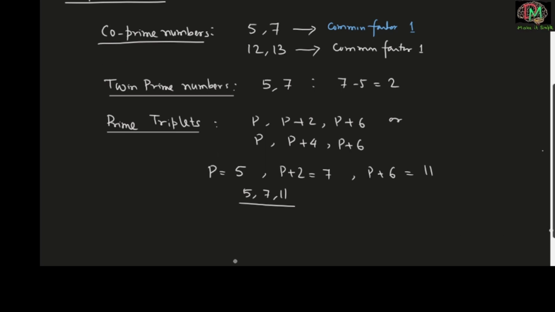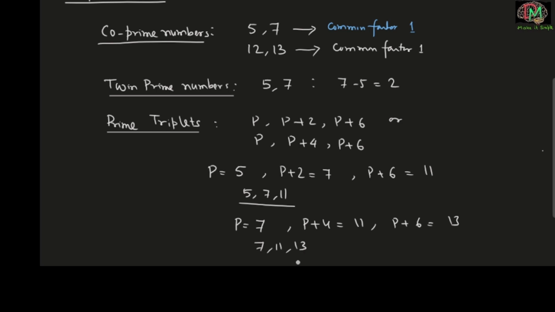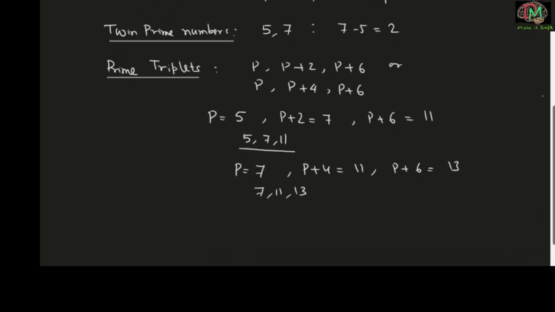And if we consider p is equal to 7, and if we consider p plus 4, it will be 11, and p plus 6, so it will be 13. So 7, 11, 13 are also prime triplets, because these three prime numbers follow the p plus 4 and p plus 6 format. Clear?